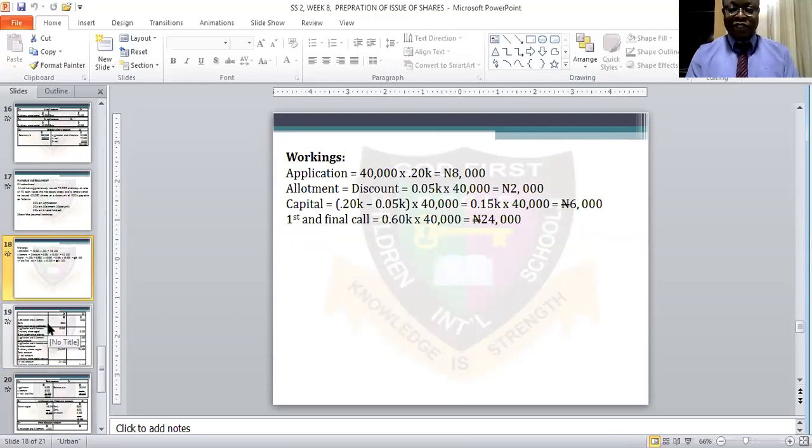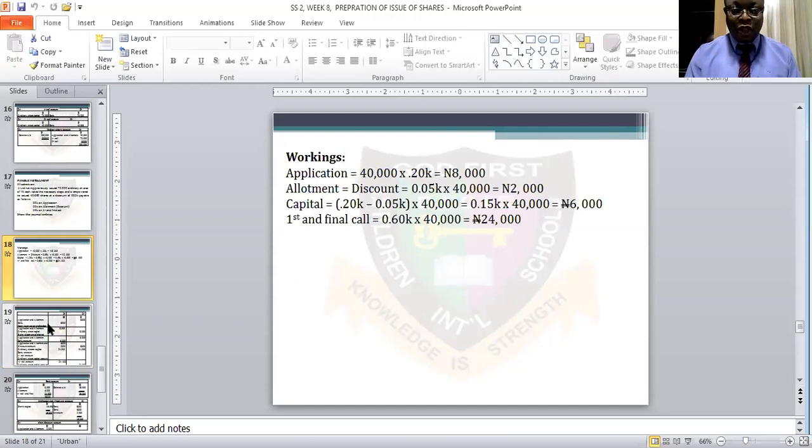Mind you that 40,000 naira ordinary shares were given. That was ordinary shares 40,000. Then on application we have 20 kobo, which is 0.2. How do you get 0.2? I told you the other time that 100 kobo make 1 naira. So divide 20 kobo by 100 kobo. That will give you 0.2. Multiply 0.2 by 40,000. That will give you 8,000 naira.